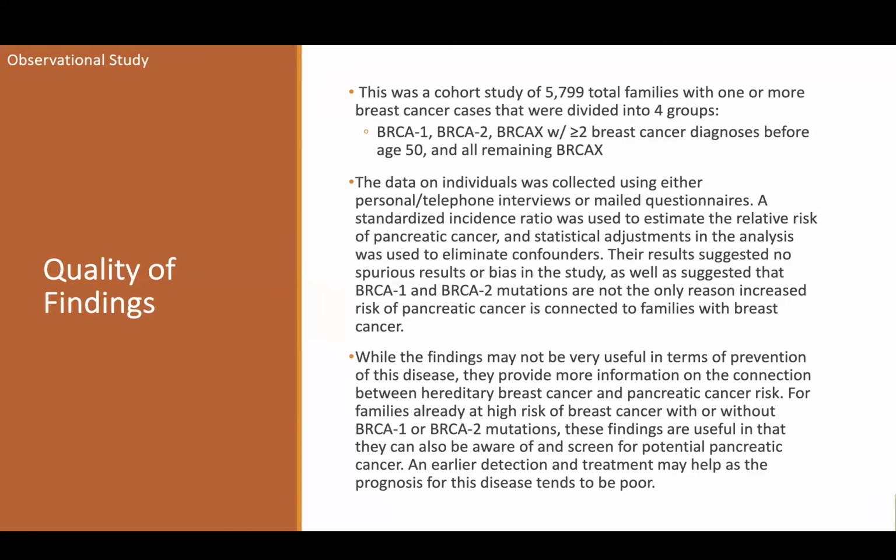The data on these individuals and these families were collected using either personal or telephone interviews or mailed questionnaires. And a standardized incidence ratio was used to estimate the relative risk of pancreatic cancer and statistical adjustments in the analysis were used to eliminate confounders. Their results suggested that there are no spurious results or bias in the study, especially when using the clinical information, not just the personal information.